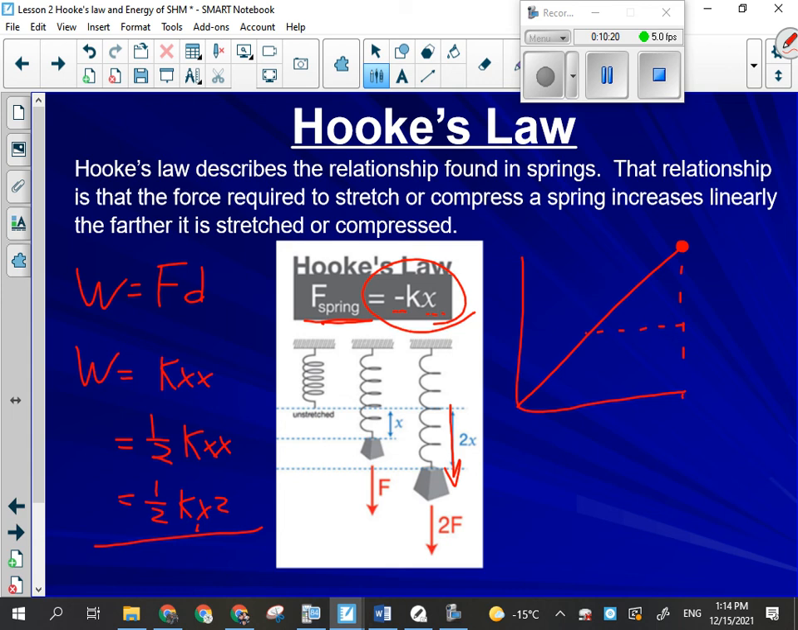And then as it passes equilibrium, the spring starts to pull back on it, slowing it down, converting that kinetic energy back into potential, just like a roller coaster. A roller coaster goes up and down the hills, it converts potential into kinetic. As a spring oscillates back and forth, it converts potential into kinetic.